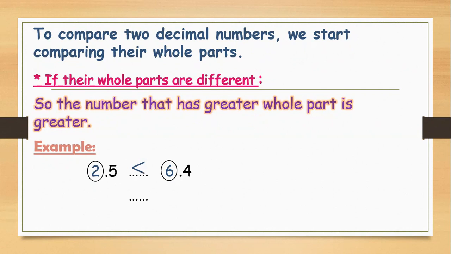Another example, 14 and 7 tenths, 9 tenths. The first number has 14 in the whole part and the second one has 0. And we know that 14 is greater than 0, so the first number is greater.